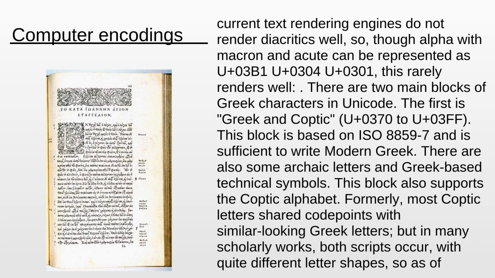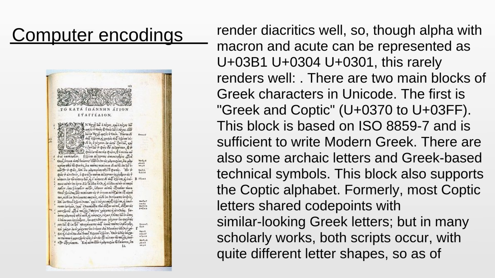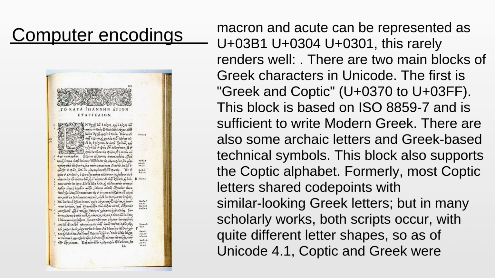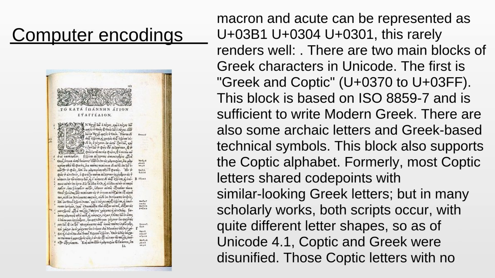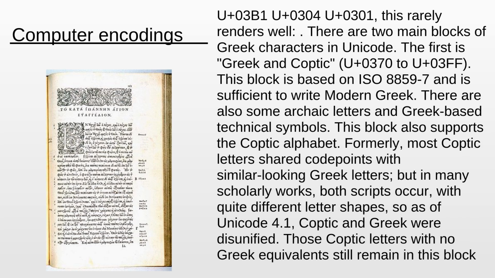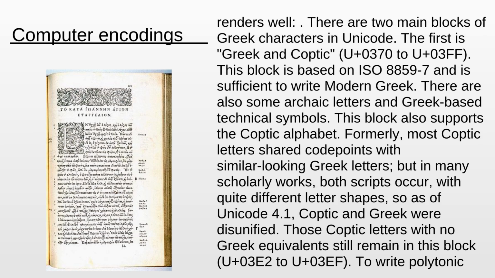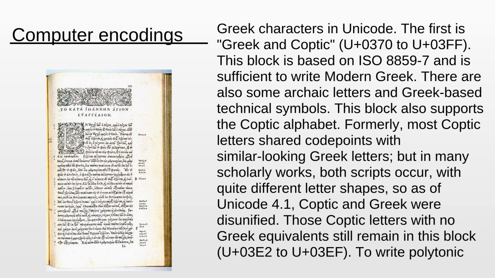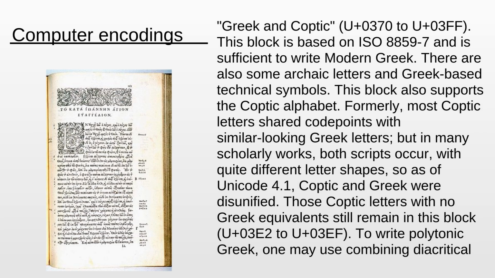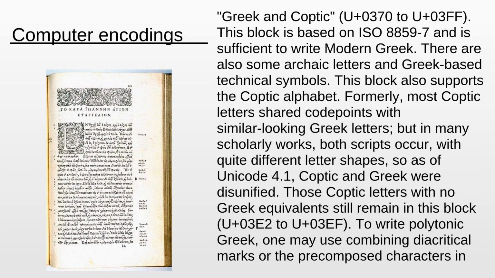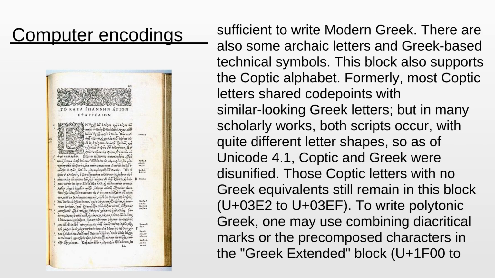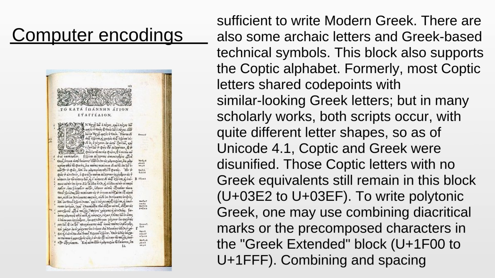Unicode supports polytonic orthography well enough for ordinary continuous text in modern and ancient Greek, and even many archaic forms for epigraphy, with the use of combining characters. Unicode also supports Greek philology and dialectology and various other specialized requirements. Most current text rendering engines do not render diacritics well. So, though alpha with macron and acute can be represented as U+03B1, U+0304, U+0301, this rarely renders well. There are two main blocks of Greek characters in Unicode.